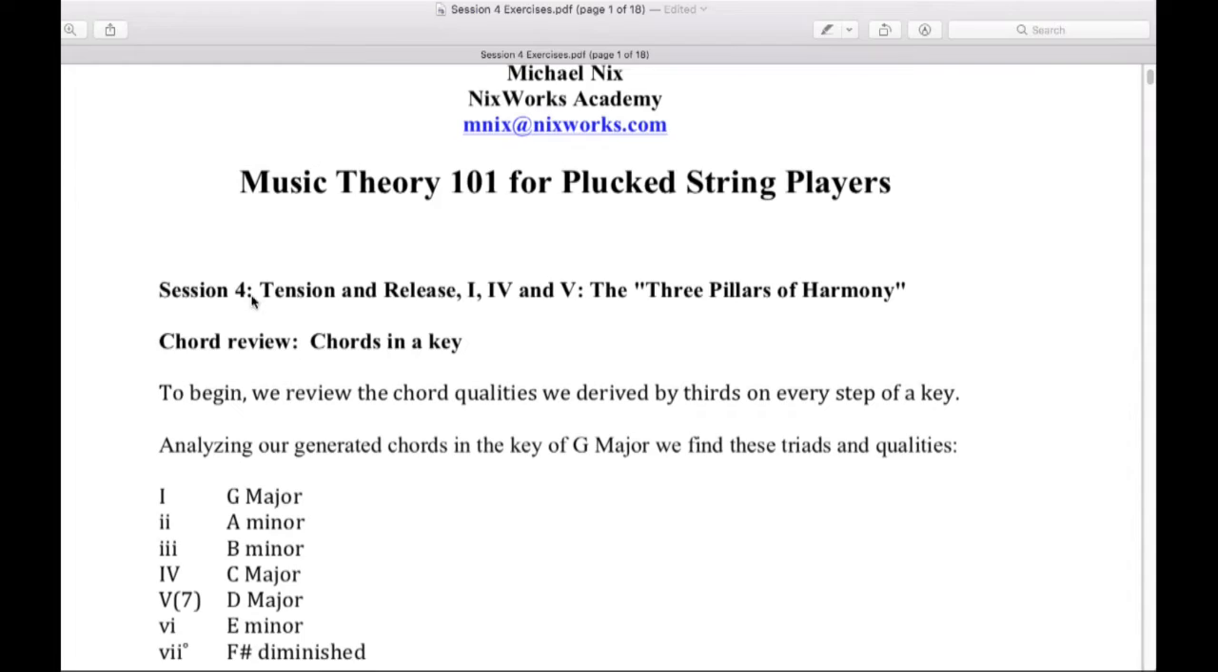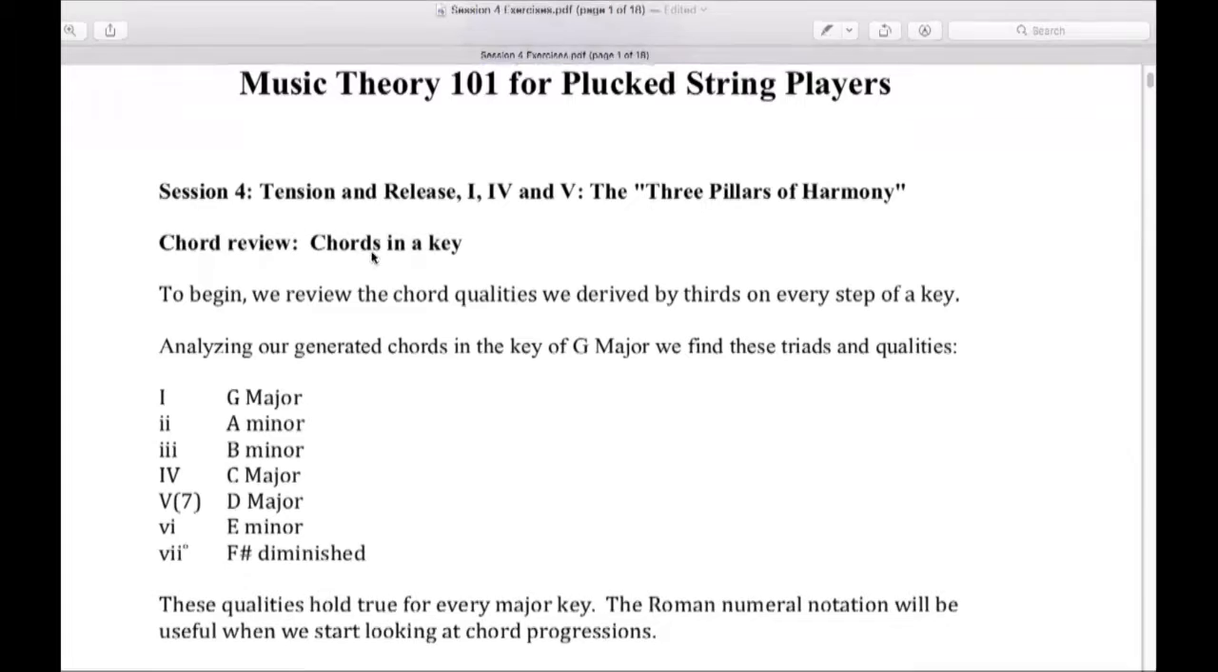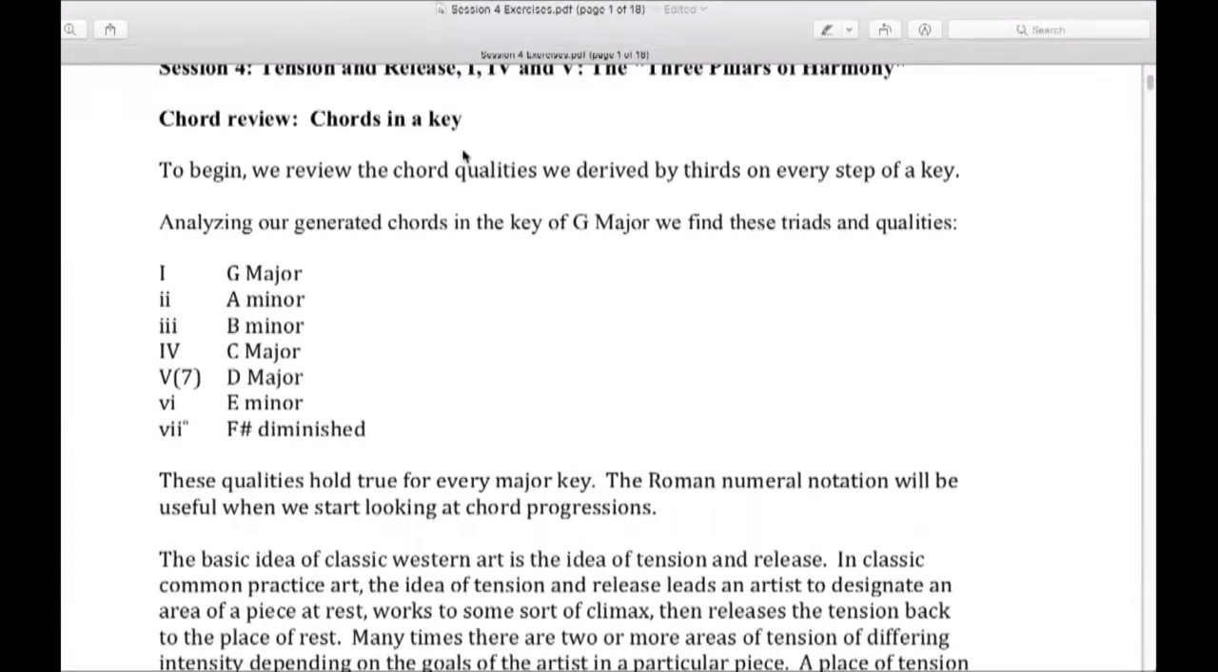Well, hi, everybody, and welcome to session 4 of music theory for pluck string players, pickers and pluckers. So today we're going to look at session 4, tension and release, 1, 4, 5, the 3 pillars of harmony. We're going to start with a chord review, the chords in a key.